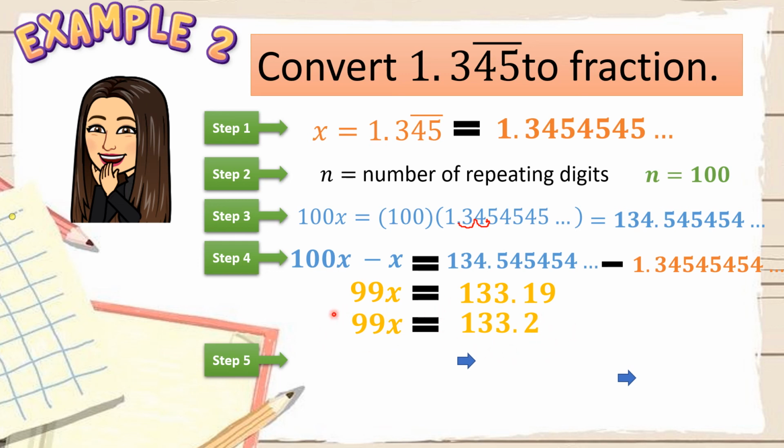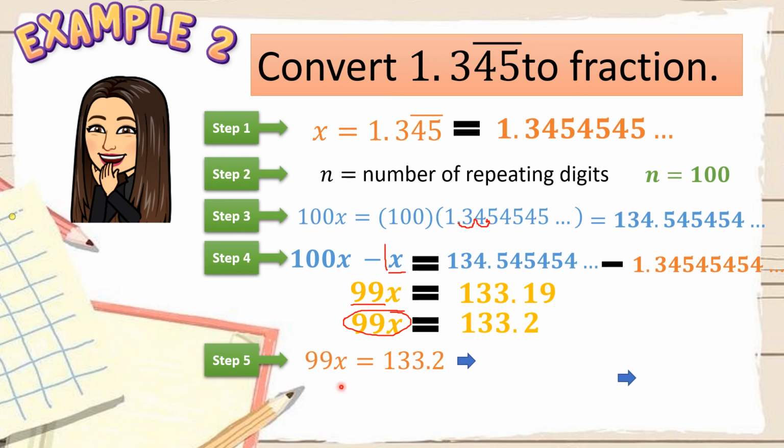So as you can see on the left side, we'll just simply subtract x from 100x. So again, applying some idea of algebra, this variable x ay meron po siyang constant na 1. Okay, so 100 minus 1 will give us 99. That's why we have here 99x on the left side of our equation. That is for step number 4. And for step number 5, let us just simply copy. So that is 99x is equal to 133.2.